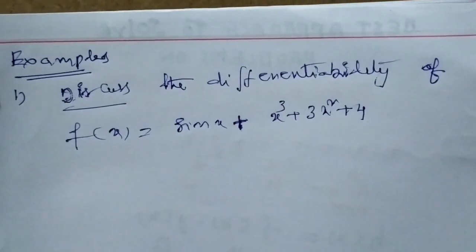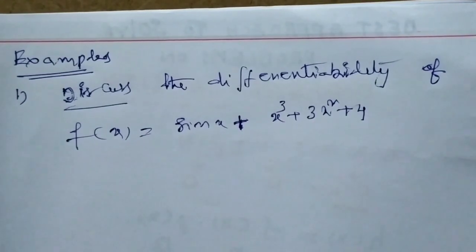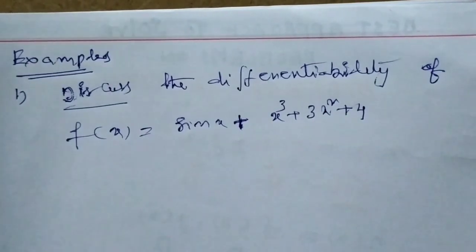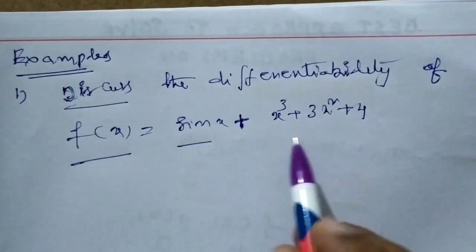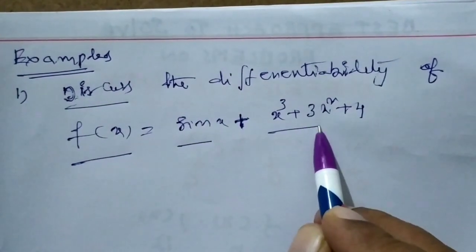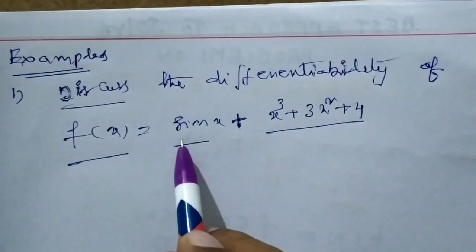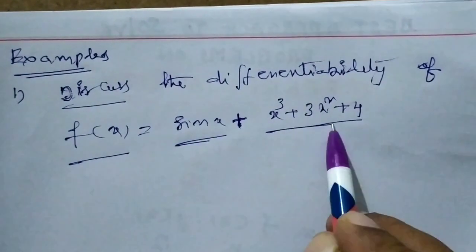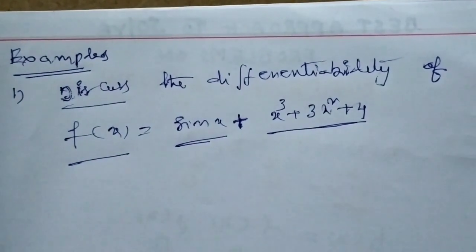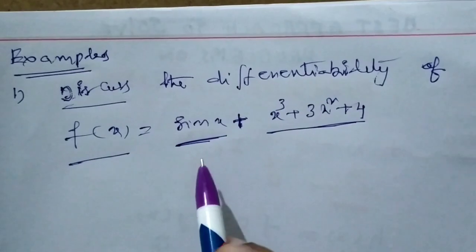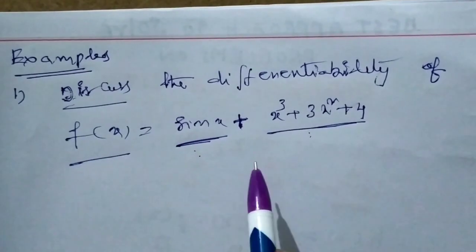So using the formulas and the rules I have learned, let's try to solve some problems. Here f of x is equal to sin x plus x cube plus 3x square plus 4. If you observe here, these are two functions: sin x is one function and x cube plus 3x square plus 4 is the other.